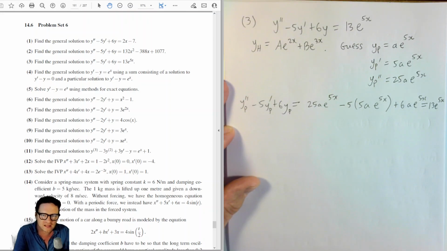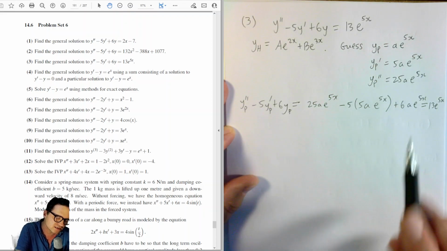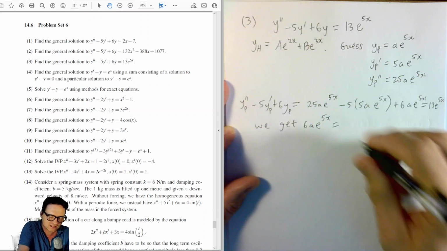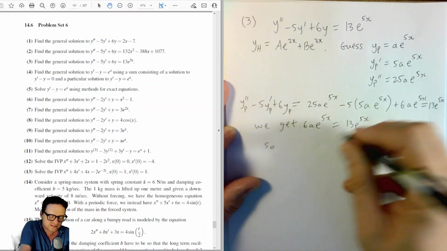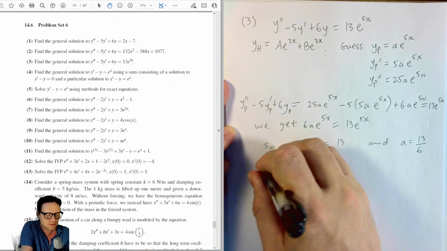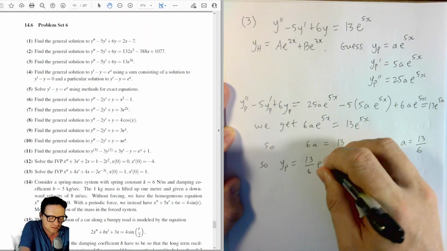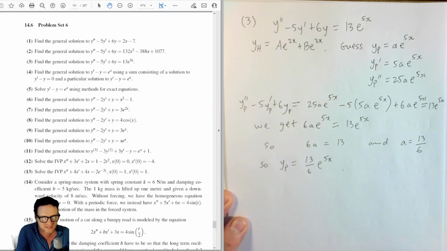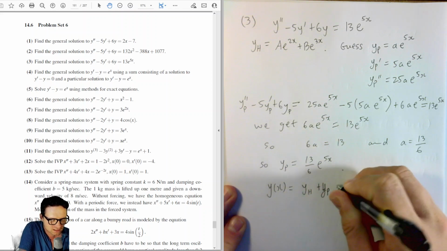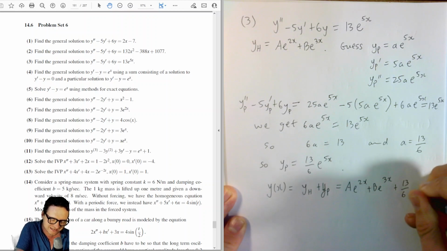Okay, let's expand and simplify the left-hand side. So 25a minus 25a is 0 times e to the 5x. So we just get 6a e to the 5x is equal to 13e to the 5x. And so then 6a is equal to 13, and we must have a is equal to 13 over 6. So therefore we've got yp is 13 over 6 e to the 5x. And this gives us our general solution. Y as a function of x is equal to y homogeneous plus y particular, which is a e to the 2x plus b e to the 3x plus 13 over 6 e to the 5x.